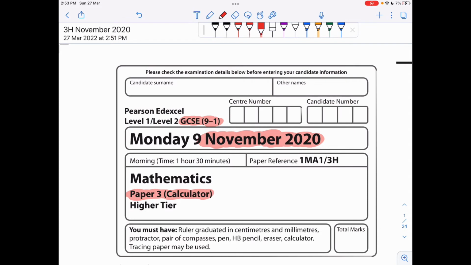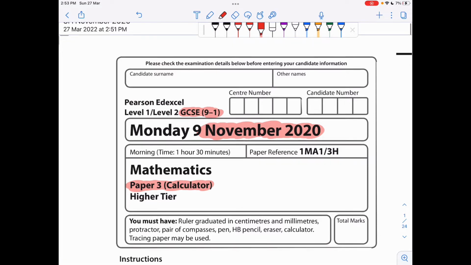Hi everyone, today we'll be looking at the November 2020 paper 3 calculator paper of the GCSE 9-1 syllabus.